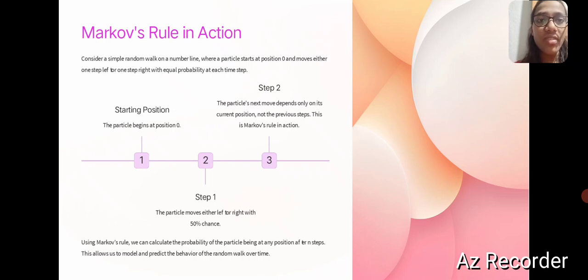Step 1: the particle moves either left or right with a 50 percent chance. This is step 1. Markov's rule application is step 2, and in this step the particle begins at position 0, the starting position. This is a better explanation of Markov's rule in action. Using Markov's rule, we can calculate the probability of the particle being at any position after n steps. This allows us to model and predict the behavior of the random walk over time.